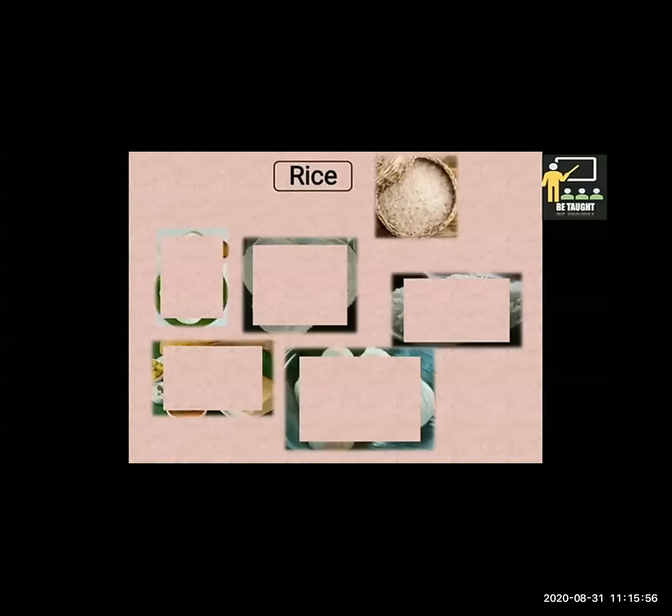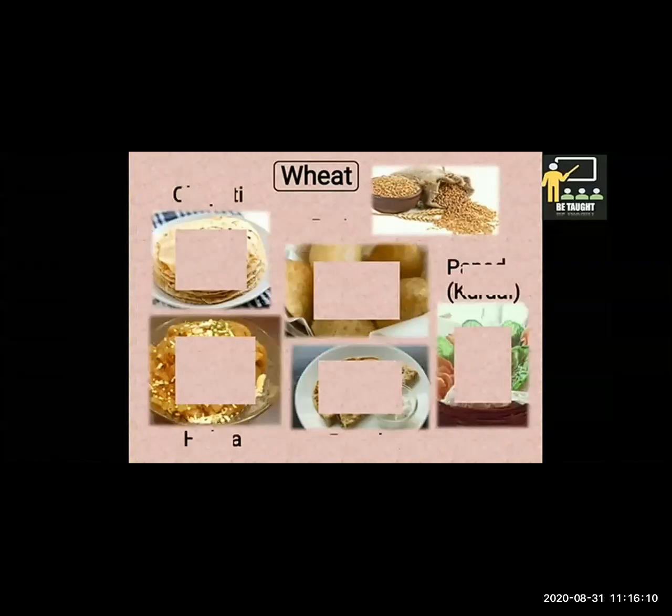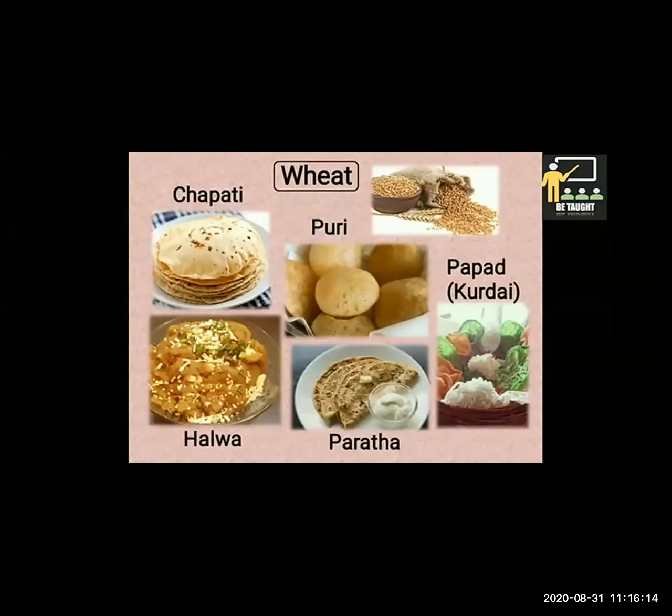Which are the different things you can prepare from rice? Like the idlis, dosa, bhakri, steamed rice, modak. We'll see one more example of wheat. Which are the different dishes you can make from wheat? Chapati, halwa, puri, paratha, papad, kurdai. You will realize that various dishes can be made from the same ingredients. Even when there is a variety in the dishes, the basic ingredient remains the same. In the examples, we saw various preparations of rice and wheat.